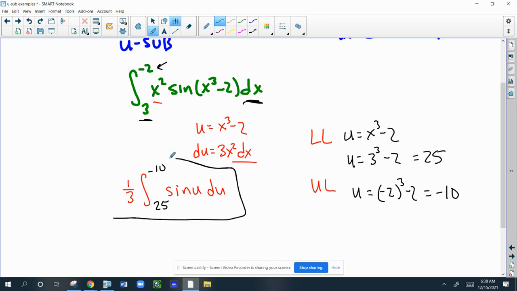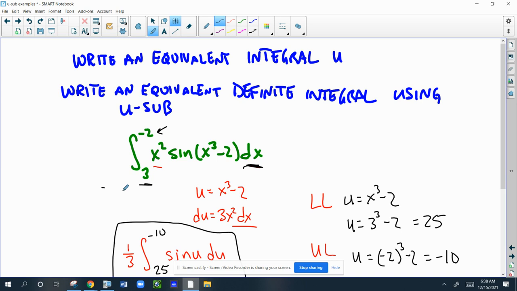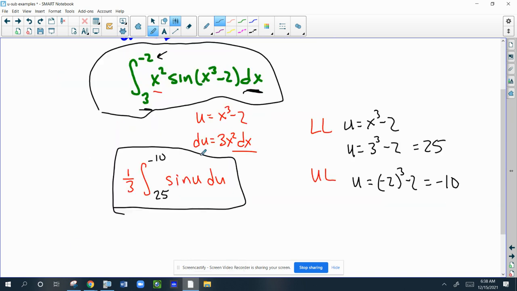It didn't ask us to actually go through the integration, so we're done. A really good way to check this is they have to be equivalent. So you would type the original on your calculator and evaluate it, and then you type your answer on the calculator and evaluate it. And those values should be exactly the same. That's it.